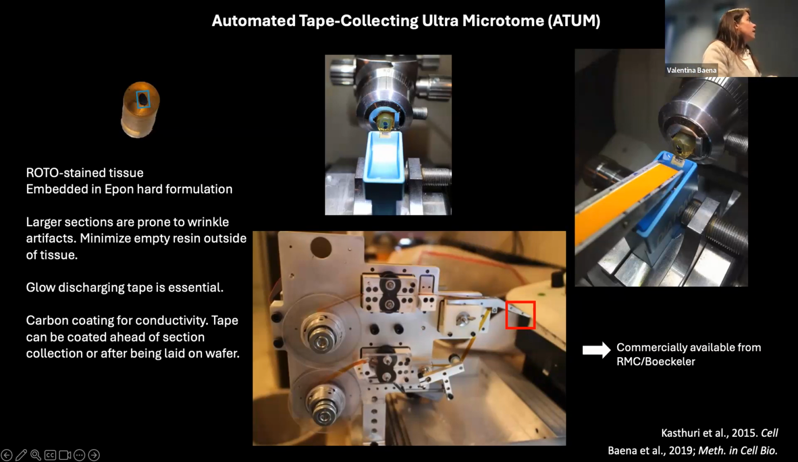So in order to prevent that, it's important, so if we were going to trim this block, we would want to make sure that the majority of that block face is tissue rather than empty resin. So that will help to reduce wrinkles.